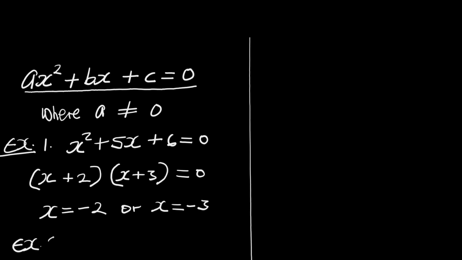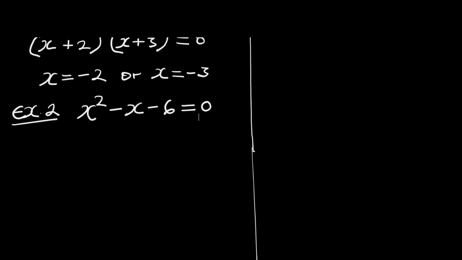Example 2. x squared minus x minus 6 is equal to 0. How to solve this problem? Remember that we have to express this equation as a product of two brackets. Open the first bracket, we put x. The second bracket, we put x. We should look for two numbers that when we multiply give negative 6, and when we add give negative 1.